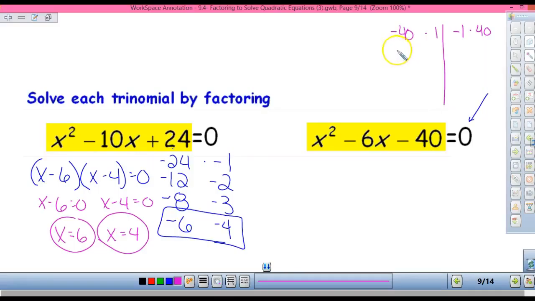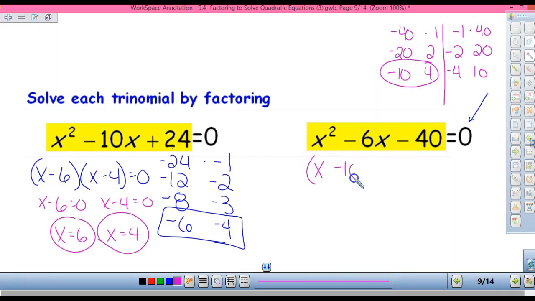So we can try the next one, negative 20 and 2, or negative 2 and 20. Neither one of those adds up to negative 6. I don't think 3 goes into that, no. So 4 and 10, so negative 10 and 4, negative 4 and 10. Which one of those gets us to negative 6? They both get us to some sort of a 6. This one gets us to positive. This one is the one that gets us to a negative. So that is the one that we are going to want to use.